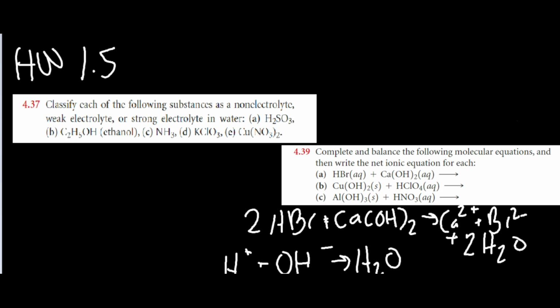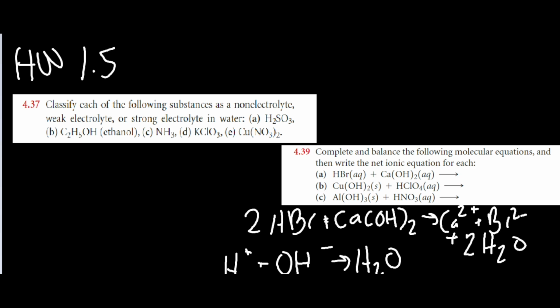Alright, first with H2SO3. H2SO3 is an acid, but it is a weak acid, so we consider it a weak electrolyte. Ethanol is neither an acid nor a base, and neither is it an ionic compound. So it is a covalent compound, and covalent compounds are not electrolytes, so it's a non-electrolyte. NH3 is a pretty common weak base, so it's a weak electrolyte. Then copper nitrate and potassium chloride are both soluble ionic compounds, which love to ionize, so we consider them strong electrolytes.